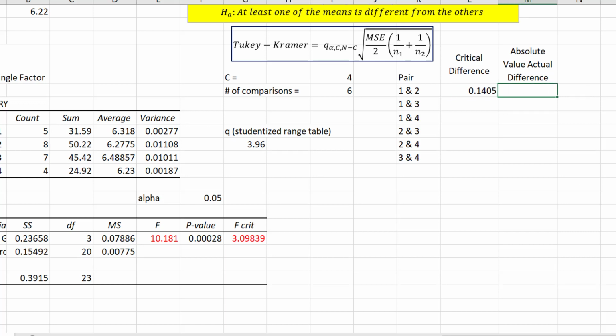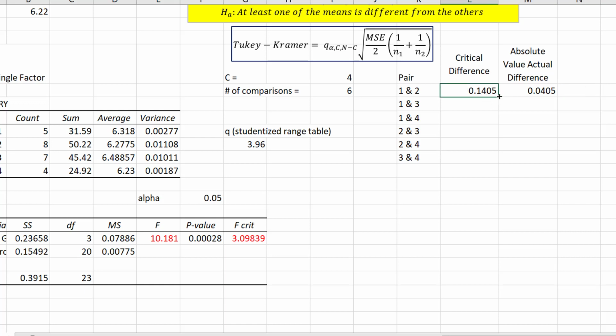My actual difference, and notice you want to take the absolute value, so I start with ABS for absolute value. Then I'm just finding the differences in their means, which is in this column. So sample 1, or machine 1, minus machine 2, and close my absolute value. What we're looking for is when the critical difference is less than the absolute value of the actual difference. In this case, it's not, so there would be no difference here. So I continue to do these.